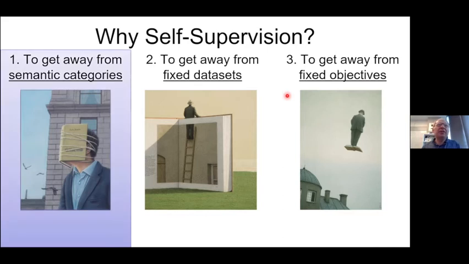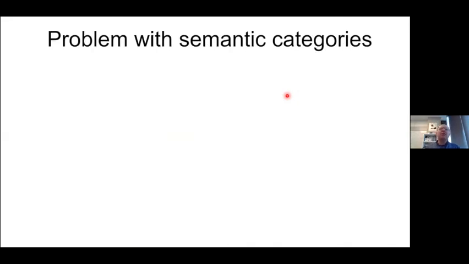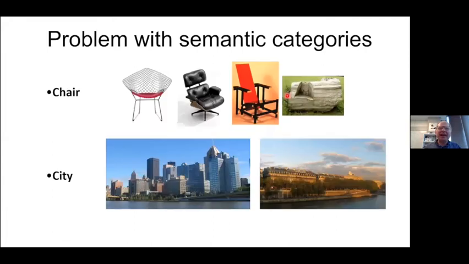So, getting away from semantic categories. Why is it important? Well, semantic categories are actually problematic, okay? And here is a couple of examples. Here is an example from standard object data sets that everyone knows and loves, ImageNet or Places. So these are examples from the category chair, okay?